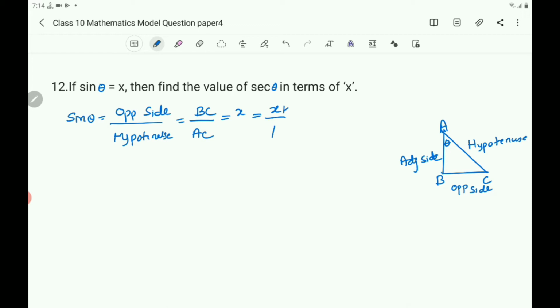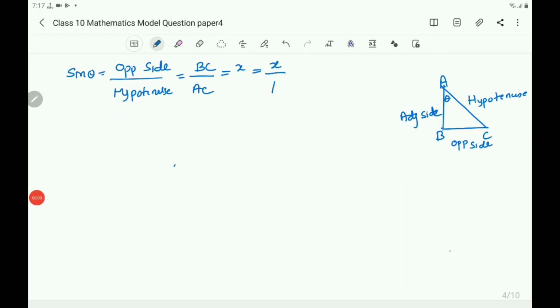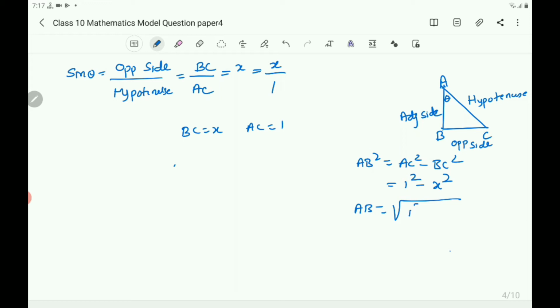So let us take xk by 1k. If you consider the ratio is 1, you can also take x. So let us take BC equals x, AC equals 1. If you apply the Pythagoras theorem, you know that AB square equals AC square minus BC square, that equals 1 square minus x square. Then AB is equals to what? Root of 1 square minus x square, that is nothing but root of 1 minus x square.